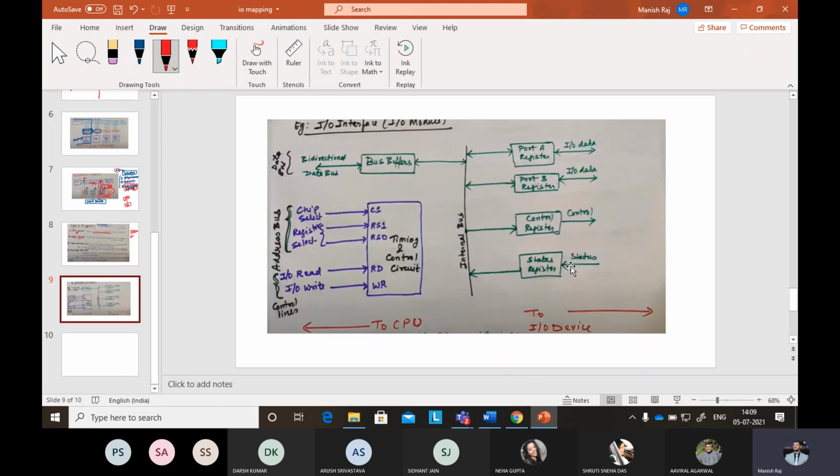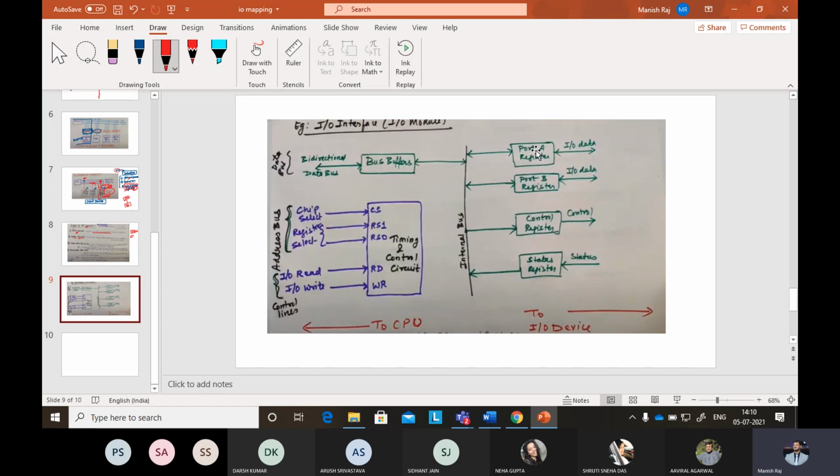Here you can see the input data. There are four types of registers present in the IO devices: port A register, port B register, third the control register, and fourth the status register. Here you can see the control unit, which handles the read operation or the write operation. Two more things are present here: chip select, CS. Chip select means that when you enable this line, this IC will be enabled and will work.